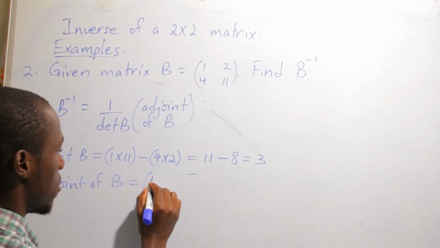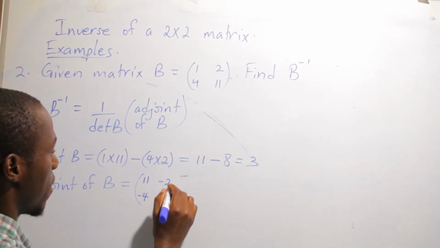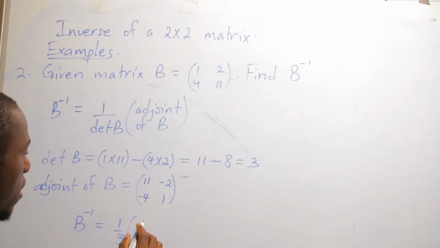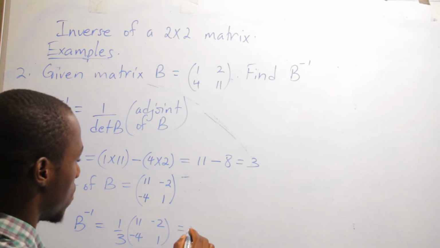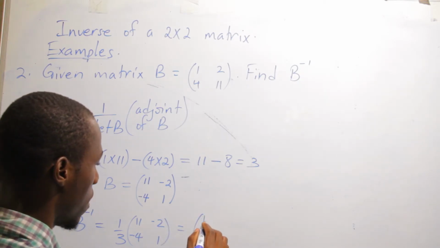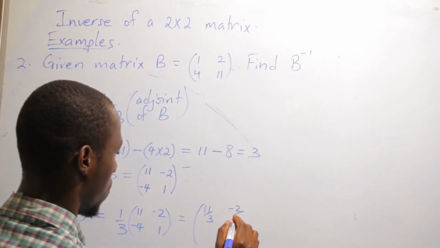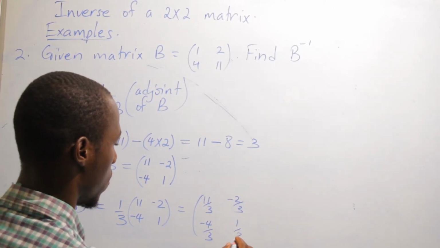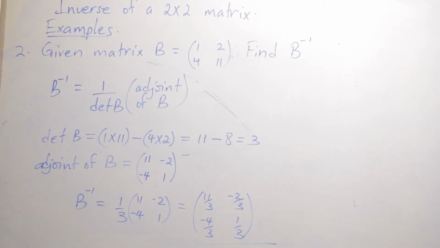Then the adjoint: we interchange those in the leading diagonal and change the signs of those in the minor diagonal. Finally, the inverse is 1 out of 3 times the matrix 11, negative 2, negative 4, 1, which is equivalent to 11 all over 3, negative 2 all over 3, negative 4 all over 3, then 1 all over 3. As simple as that.